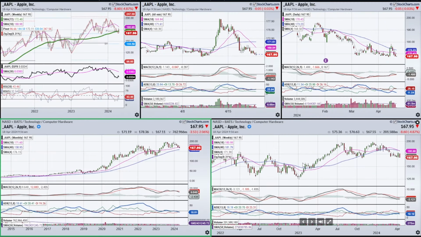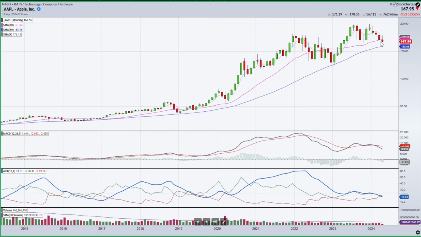Okay, so we're looking at the QQQ earlier. Let's look at a few of these requests that came in that were inside that. So I thought it was good to start with it. Look at what's going on with Apple. Apple is threatening to break the 18-month line.